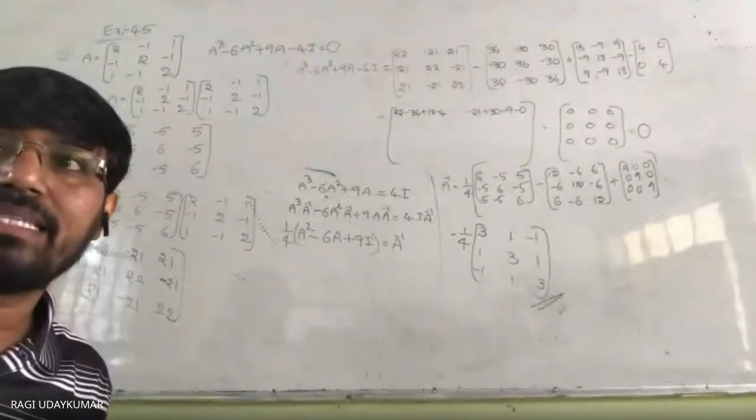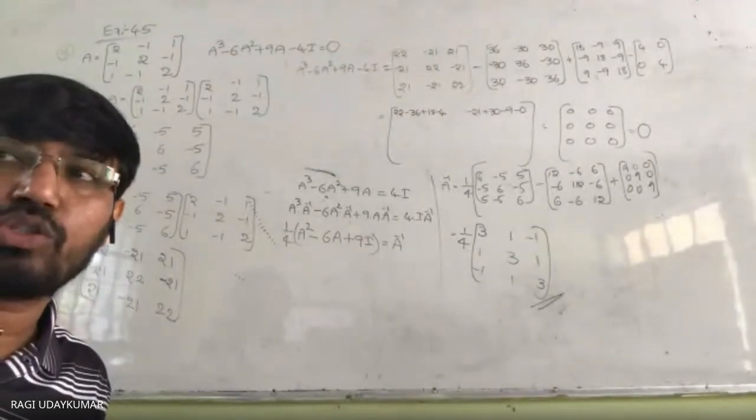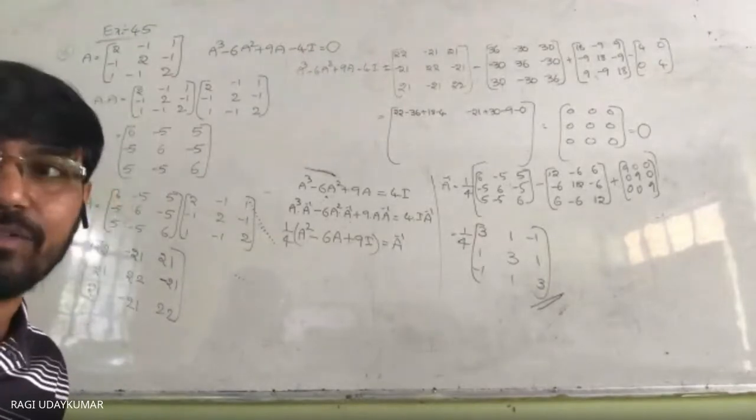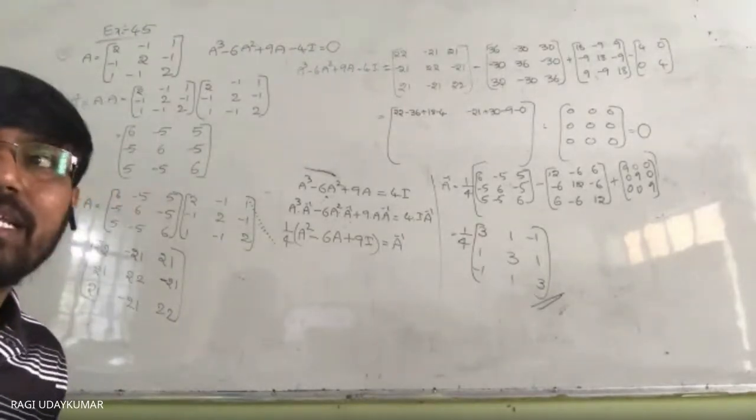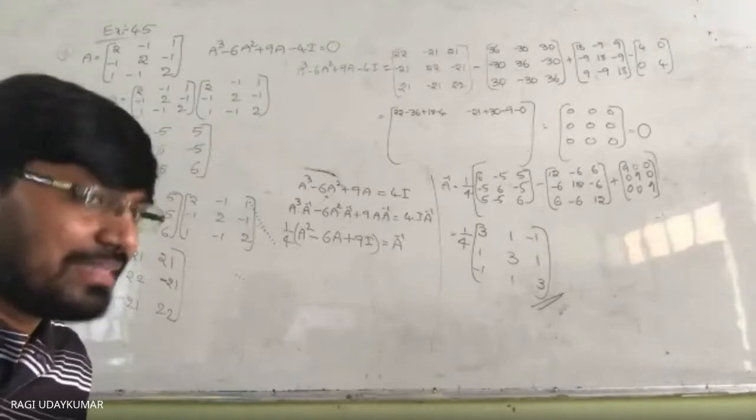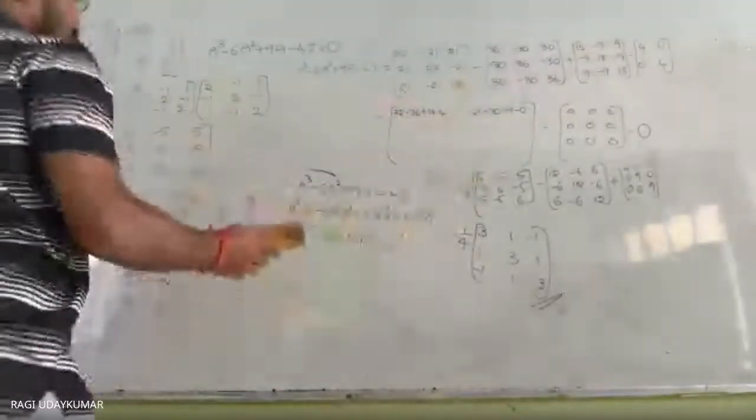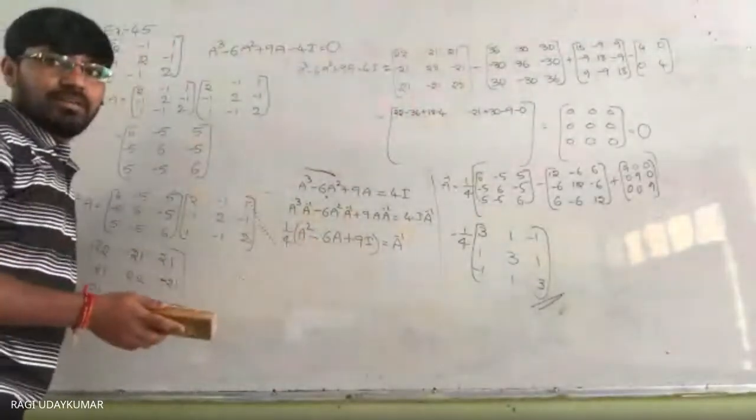Same way, 15th problem also you can do it. And 17th problem, when you see that A is a non-singular matrix, this is the question asked most of the number of times. A is a non-singular matrix of order 3 by 3. I think you understood this question now?